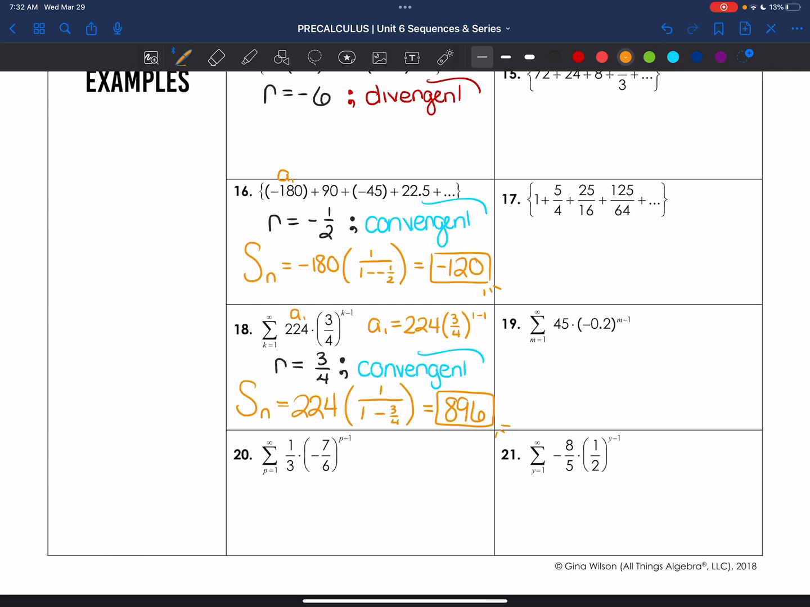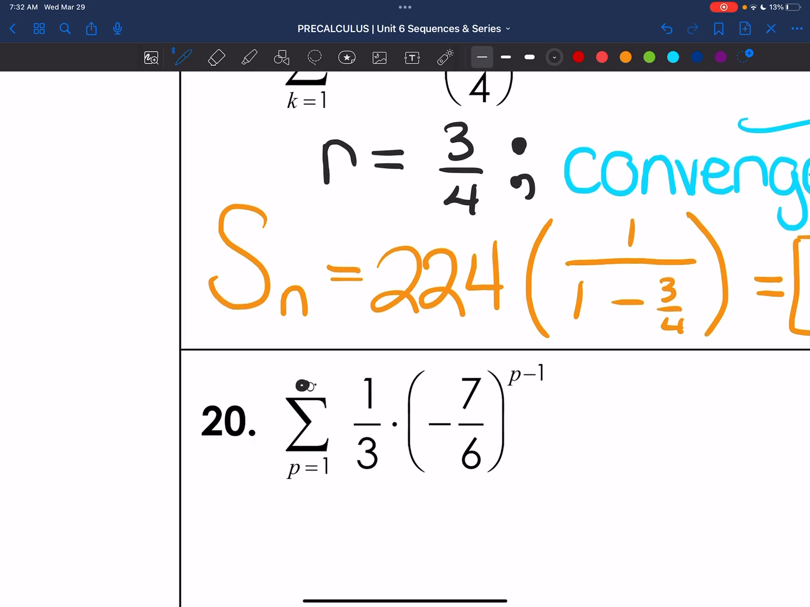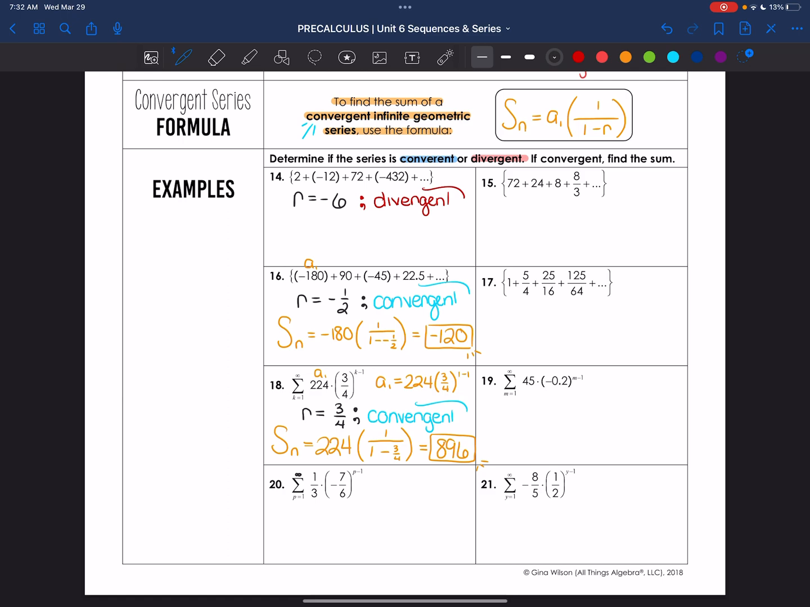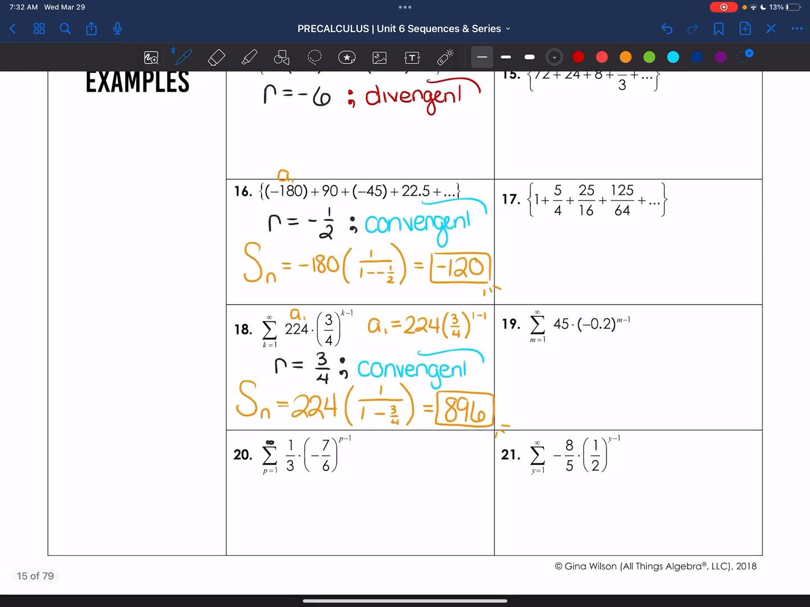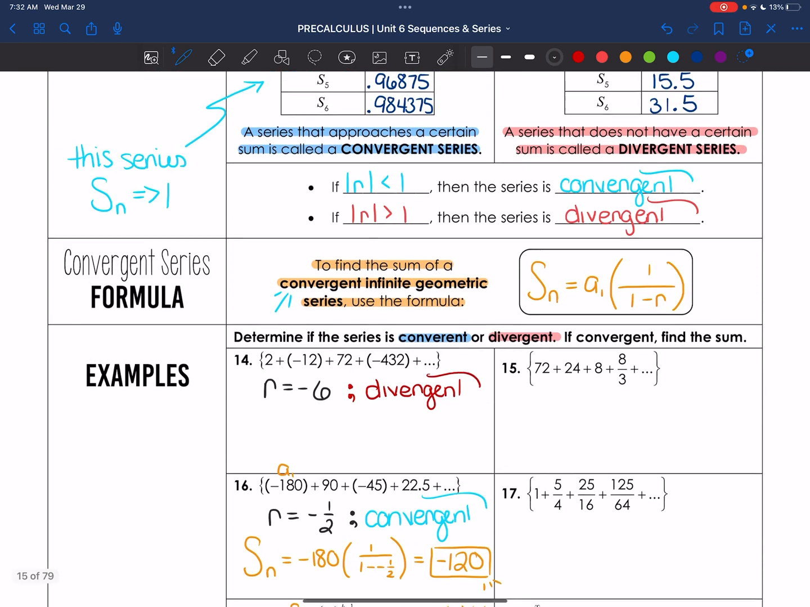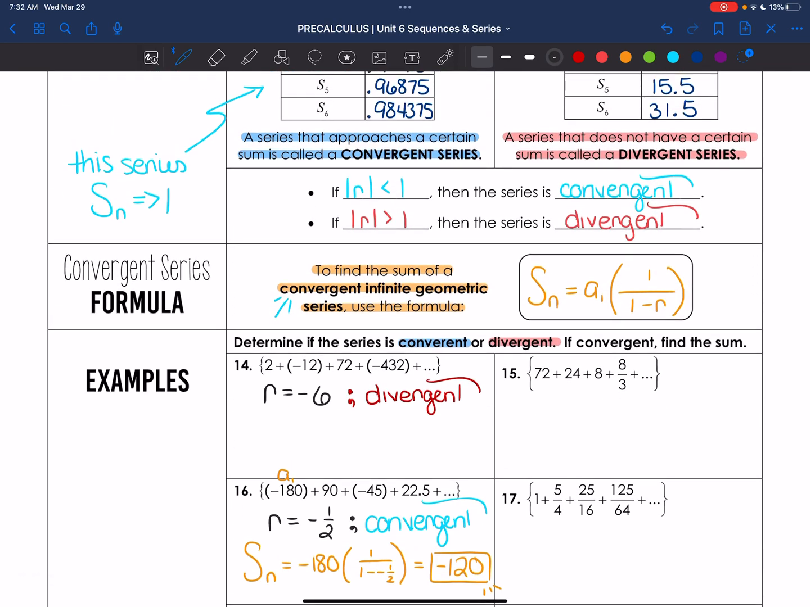All right, ladies and gentlemen, I ask you last of all, in example 20, this is where we are looking at going to infinity, right? It's not going just to a particular number. We're not finding our sum at a particular value, but this infinite sum. What is our r value for this geometric series? It is -7/6. So ladies and gentlemen, will this be convergent or divergent?